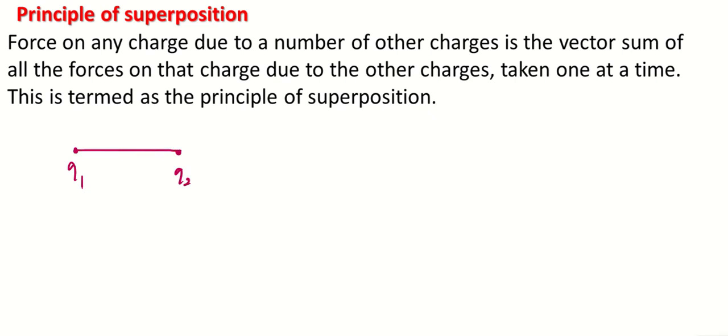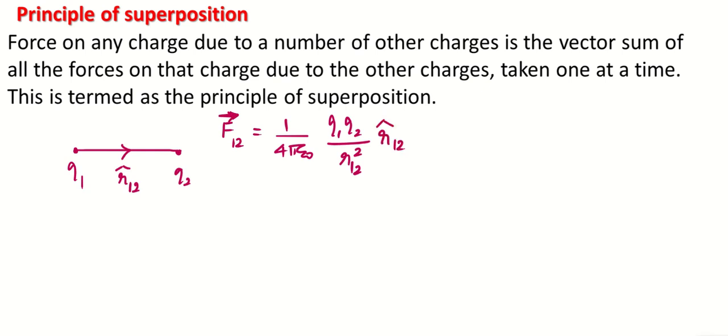Suppose there are Q1, Q2 charges, and this is the line joining them. The force between them we can write as 1 by 4 pi epsilon naught Q1 Q2 divided by R12 whole squared R12 cap. இது vector notationல நம்ம எழுதிருக்கிறதுனால we have to write R12 cap also. இப்போ இதே மாதிரி more than two charges இருக்கும்போது the force acting on one particular charge is the vector sum of all the forces on that charge. So அதுதான் நம்ம prove பண்ண போறோம்.